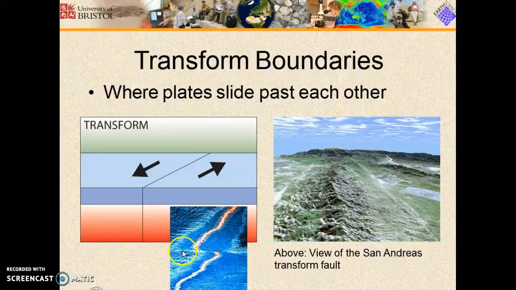I hope this has been a quick, helpful lesson on the differences between the boundaries and what they create. I encourage you, if you are struggling or you're not sure which is which, to rewatch or to go over the notes that we did in class.